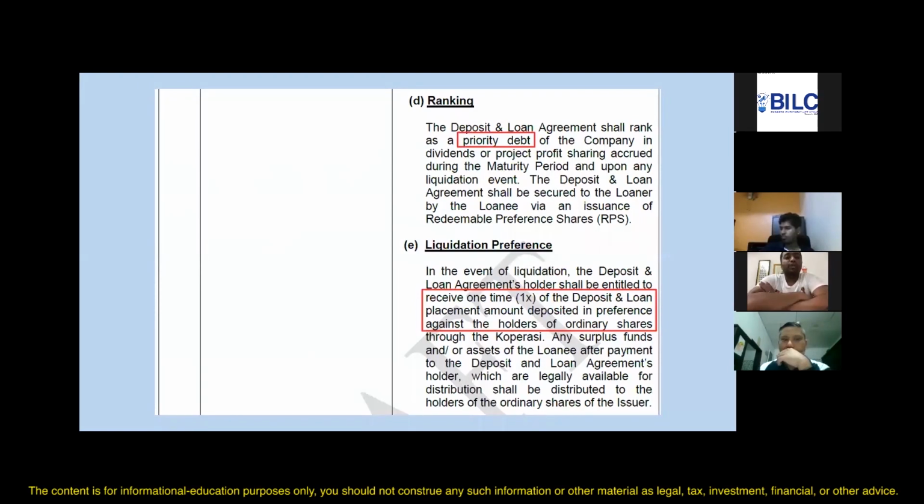So more importantly, you want to know that because it's a convertible loan stock, what is your debt priority? So where are you prioritized in terms of the company? So obviously here you are ranked above. And the liquidation preference is that you receive 1 time of the deposit loan amount deposited in preference against the holders of ordinary shares, which is in your favor as an investor. Next slide.